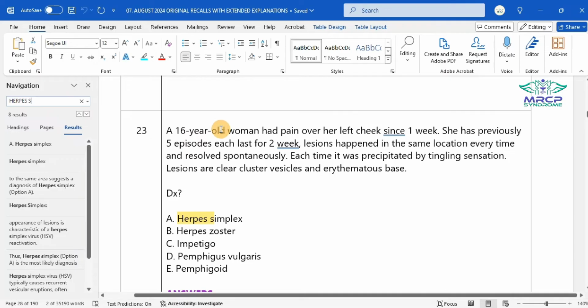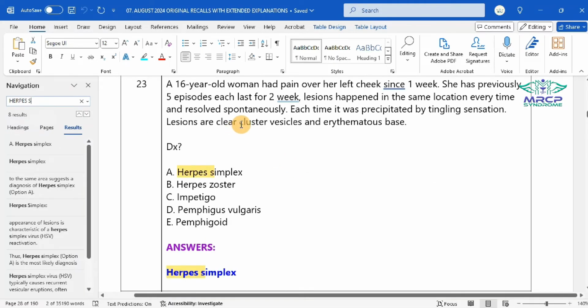So a 16-year-old woman had pain over her left cheek since 1 week. She has previously had 5 episodes, each lasting 2 weeks. The lesion happened in the same location every time and resolved spontaneously. Each time it was precipitated by a tingling sensation.